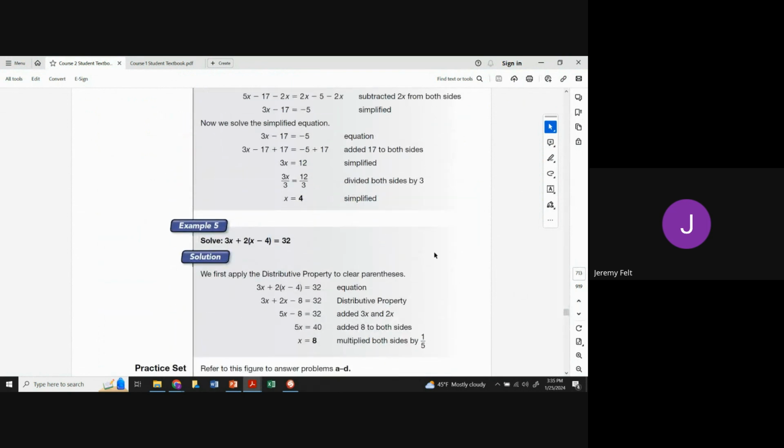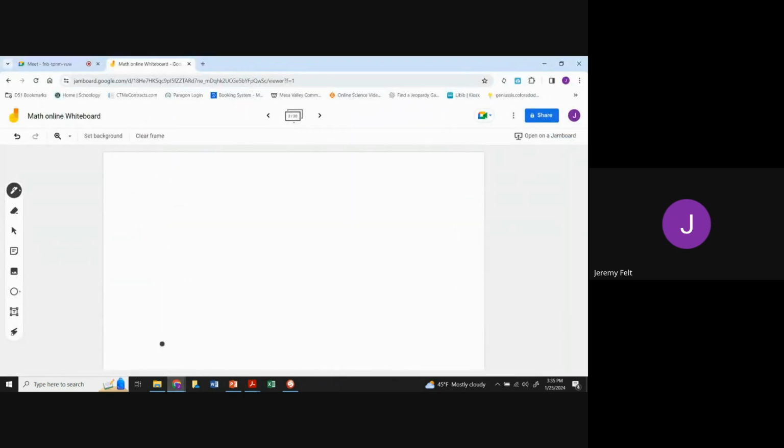So if we look here, we have 3x plus 2 times a binomial. So we have to distribute, multiply 2 by both of these terms equals 32. Let's take a look at that. So 3x plus 2 times x minus 4 equals 32.